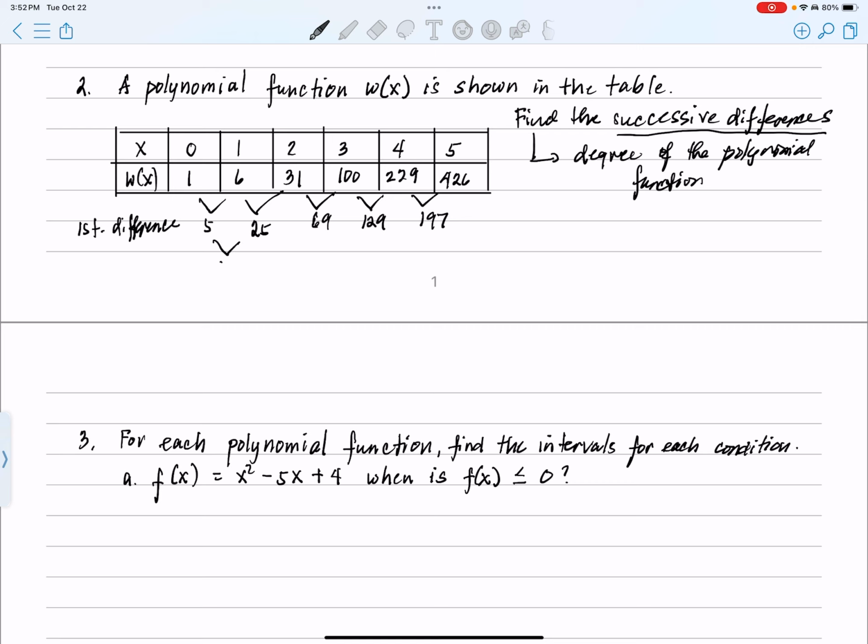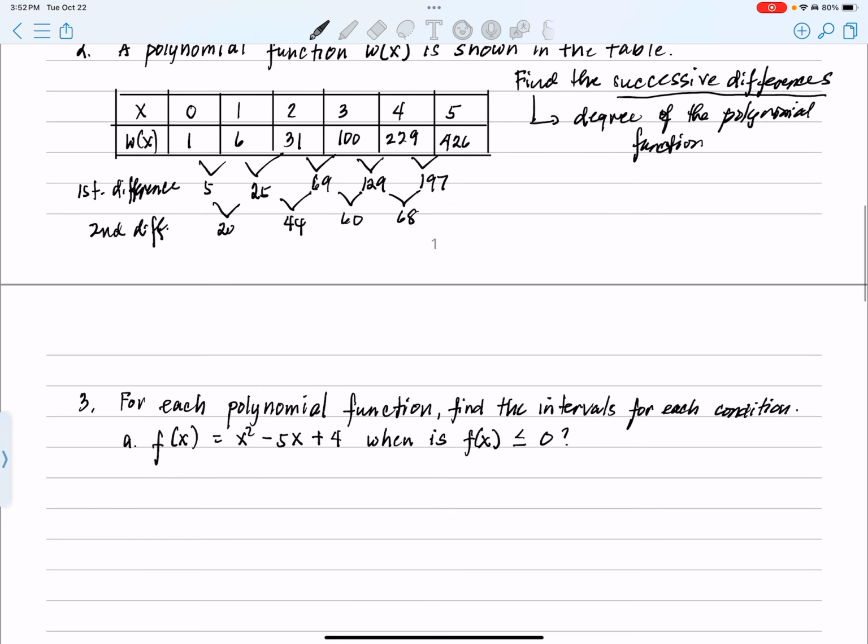25 minus 5, that's 20. 69 minus 25, that's 44. 129 minus 69, you have 60. 197 minus 129, you have 68. This is the second difference. Still different numbers.